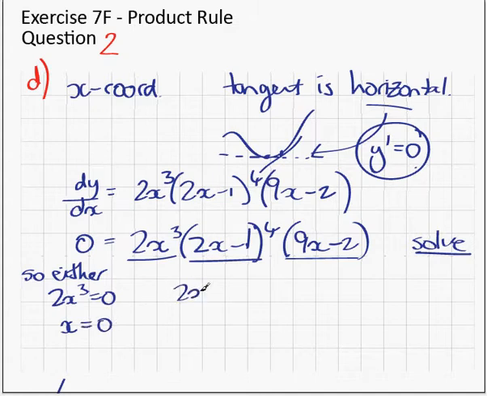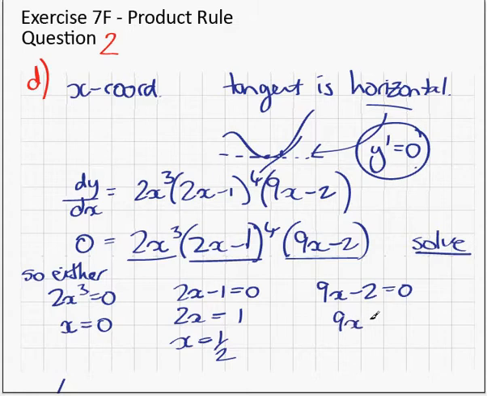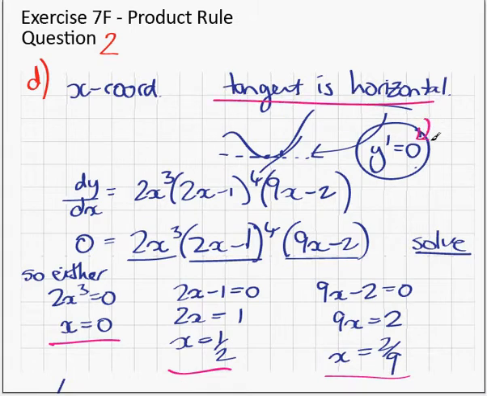Or the second piece, which is 2x minus 1 equals 0, which is where x is a half. We have 9x minus 2 equals 0, which is where x equals 2/9. These are our x-coordinates where the tangent was horizontal, which means it has a gradient of 0.